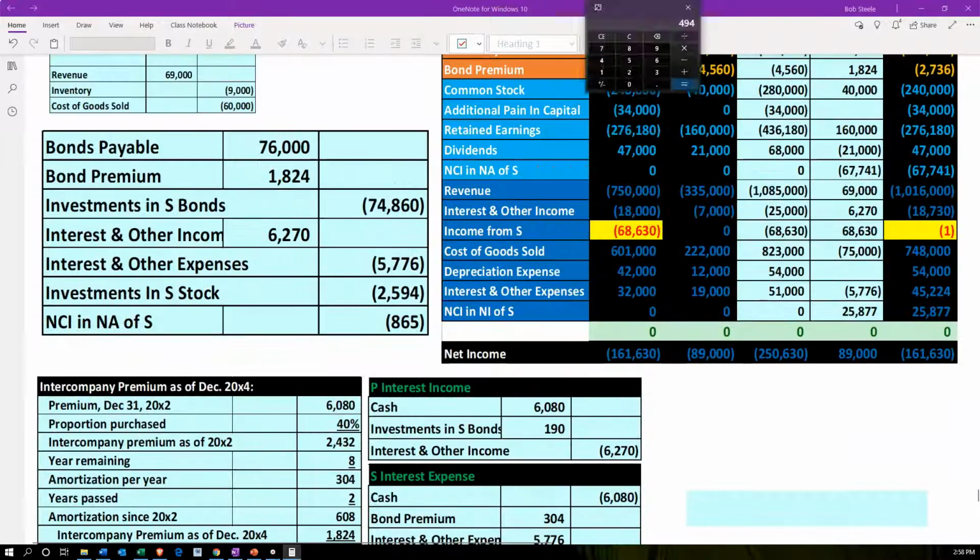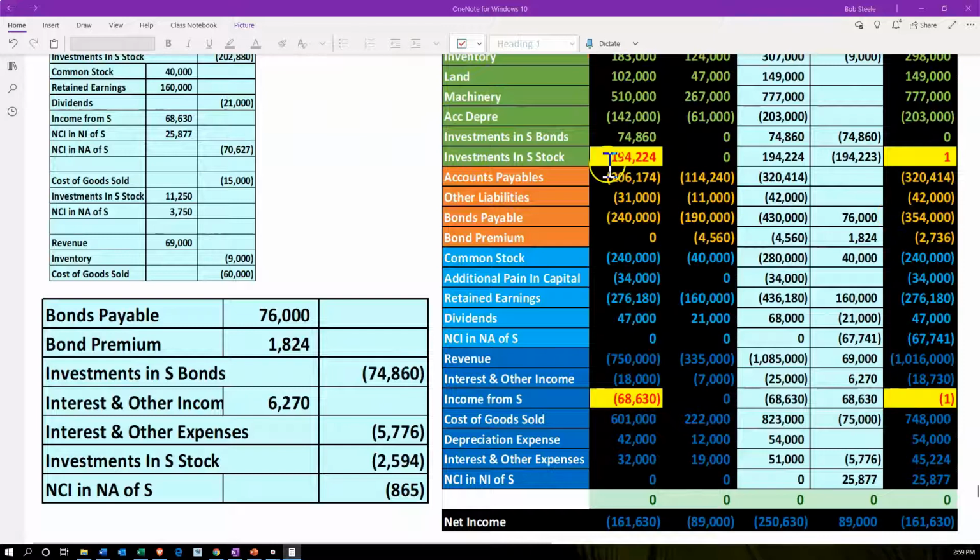Okay, so we're left with, if we take a look at our numbers, this one went down to 0, or we're at 1. I'm okay with that. Hopefully you are as well. It's a rounding error. And then the income from S is basically down to 0 as well. The capital accounts are P's capital accounts matching the ending capital accounts, eliminating S's capital accounts. Then we removed the balance sheet and income statement accounts related to the intercompany bonds. Not all of the bonds were removed here, but the intercompany portion was removed, as well as the intercompany portion of the premium, and the intercompany portion of the investment in the bonds.